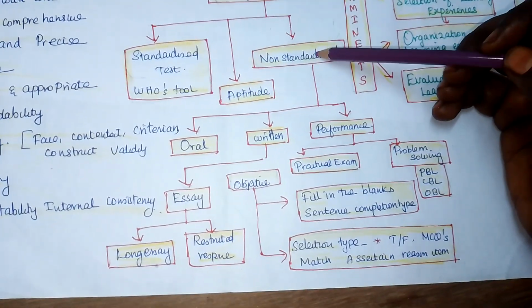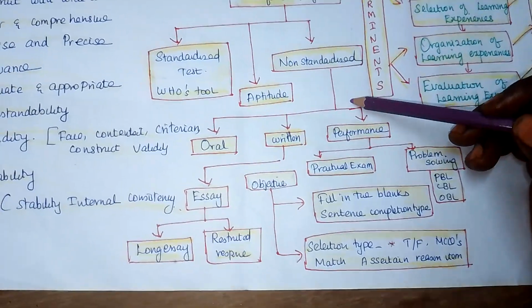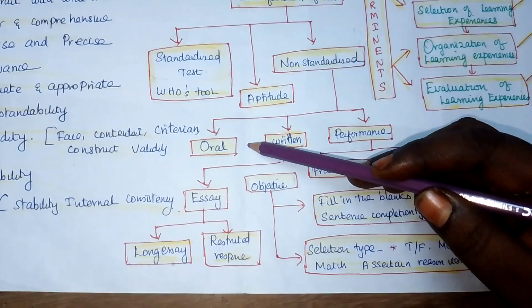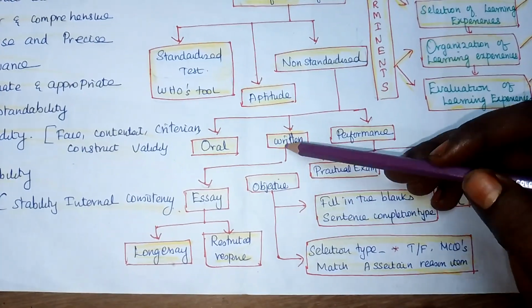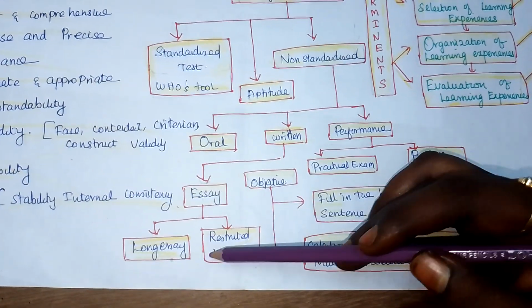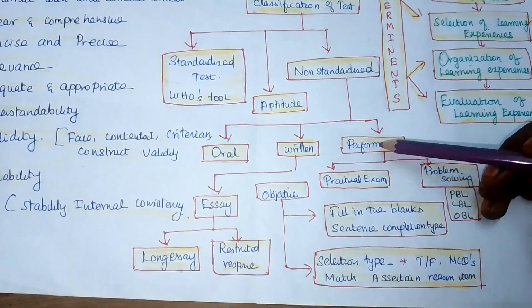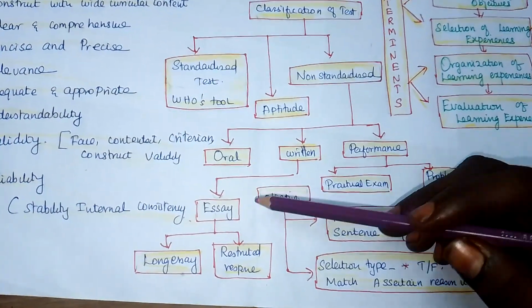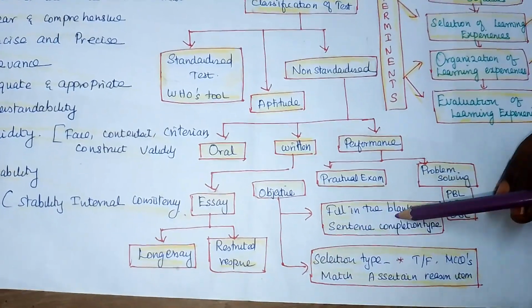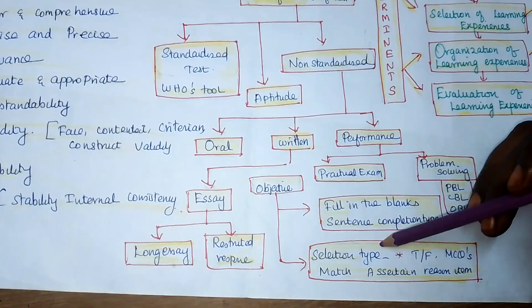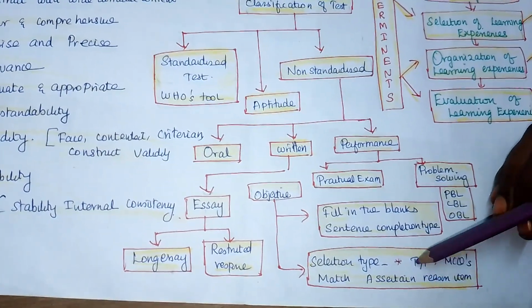A non-standardized test is one the teacher constructs. It may be oral, where the teacher asks questions in the class, or a written test, such as an essay, either the long essay or the restricted essay. Clear or not? Then objective types: fill in the blanks, sentence completion, or selection types like true or false, MCQ, match the following, and assemble the items.